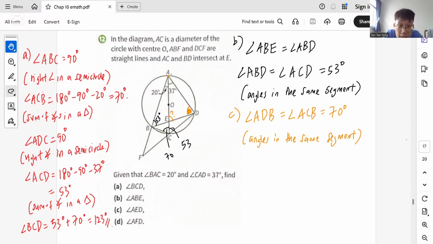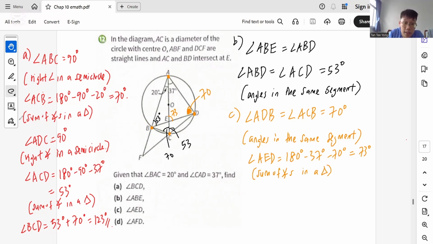Okay, so ADB, then ACB. So 70, right? So that means this is 70 as well. So that means angle AED equals to 180 degrees minus 37 degrees minus 70 degrees. So that will be 73 degrees. Okay, so sum of angles in a triangle. So this is 73.